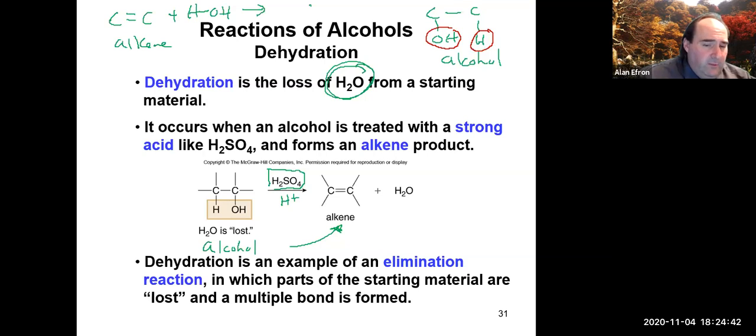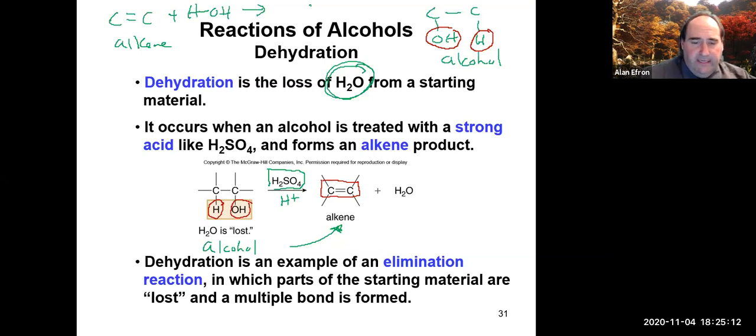When you lose the water, you lose an H on one carbon and an OH on the other carbon, and then you make a double bond between those two carbons. So in this reaction, nothing else changes other than hydrogen off of one, OH off of the other, and between the two carbons where you remove those things, you just lay in a double bond and you're all good.